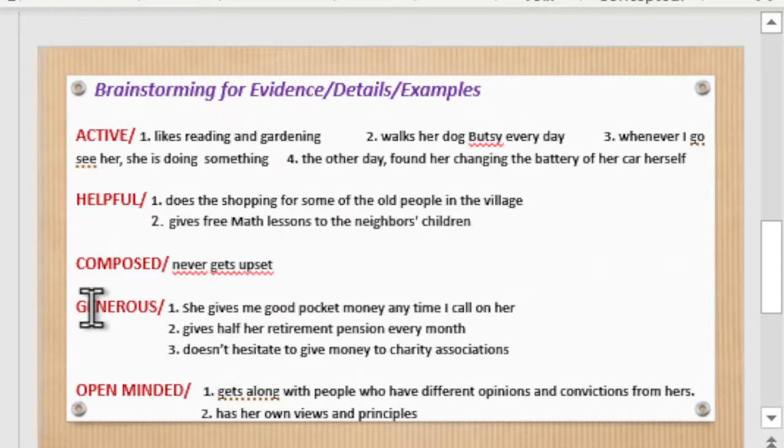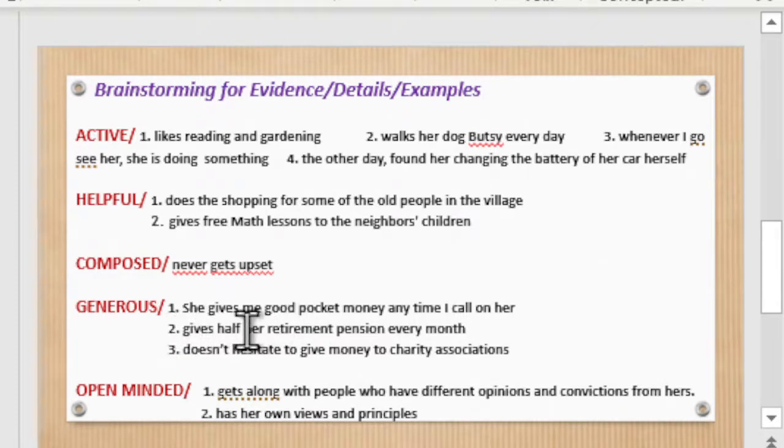The 4th argument why I like Aunt Zahra is that she is generous. Now, if you say that and stop, the reader is going to wonder, what does she do? How is she generous? Well, you need to give the reader reasons and examples why she's generous. Well, she gives me good pocket money anytime I call on her. Anytime I go see her, she gives me good pocket money, so that shows that she's generous.